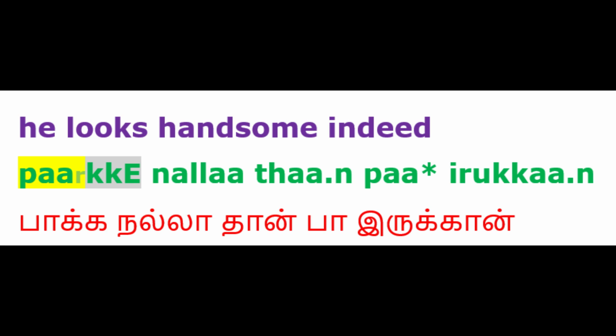பார்க்க நல்லா தான்ப்பா இருக்கான். பார்க்க, to see; here we're using the infinitive form. பார்க்க நல்லா தான் இருக்கான், நல்லா தான் of course means looks good. பார்க்க நல்லா தான் பா. And pa is a very common suffix that could be used in many situations. We'll have a separate lesson for that in the future.